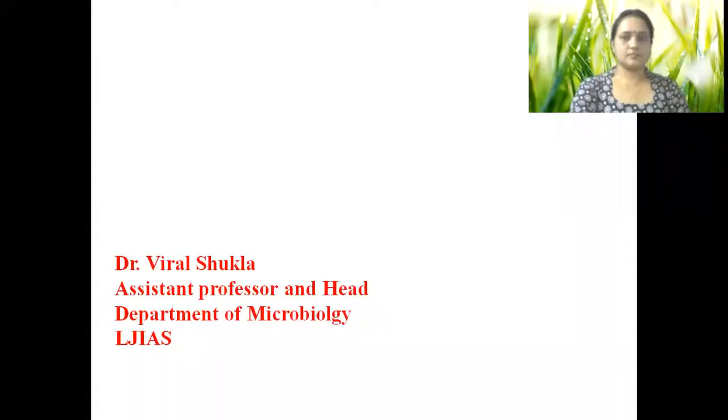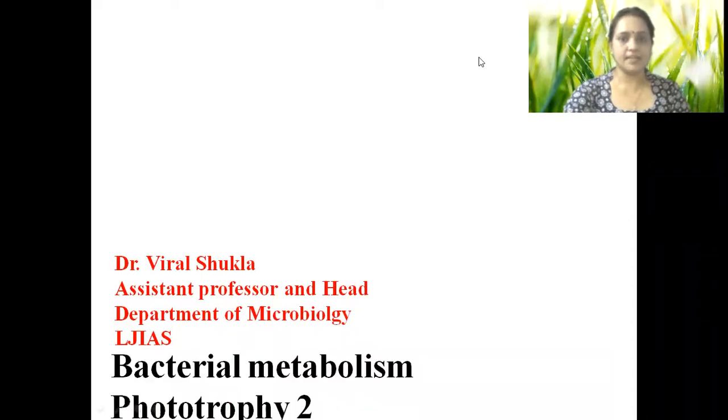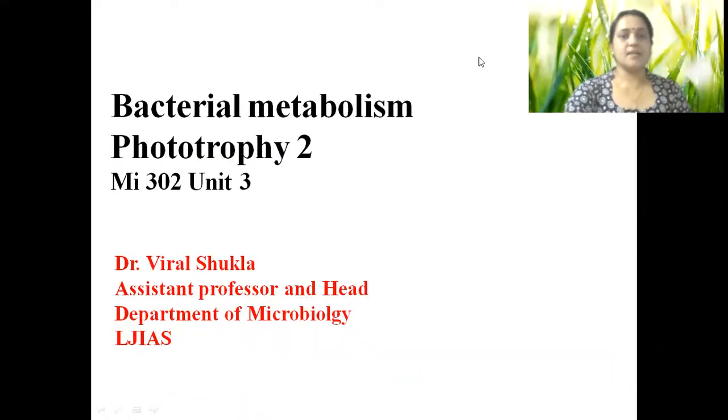Today I will discuss bacterial metabolism part 3, phototrophy part 2. In this session I am going to cover oxygenic photosynthesis, the whole process, photosystem 1 and photosystem 2. So let's start with the session. This content is a part of bacterial metabolism MI 302 Unit 3 as per the Gujarat University syllabus. So let's start with oxygenic photosynthesis.